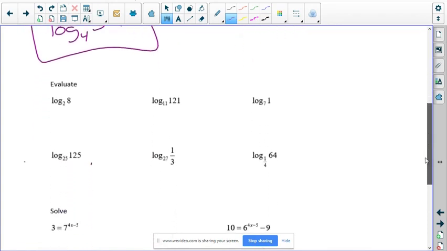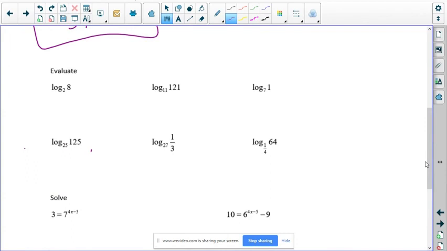Then we're going to go ahead and evaluate each of these. This is really important because it talks about the meaning of what a log is. Log base 2 of 8 is saying, what exponent can you apply to 2 to become 8? That number is 3, because 2 to the third is 8.